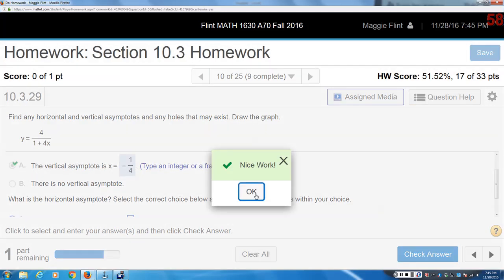But the vertical one's the one you can use. For the vertical one, you just set the denominator equal to 0. The horizontal one you have to think about a little bit. Yeah, I still don't have a clue.